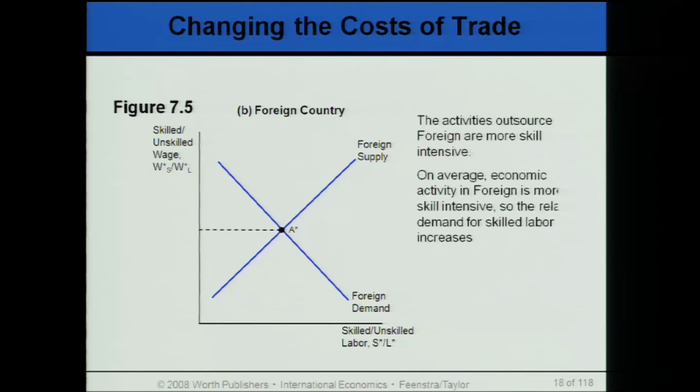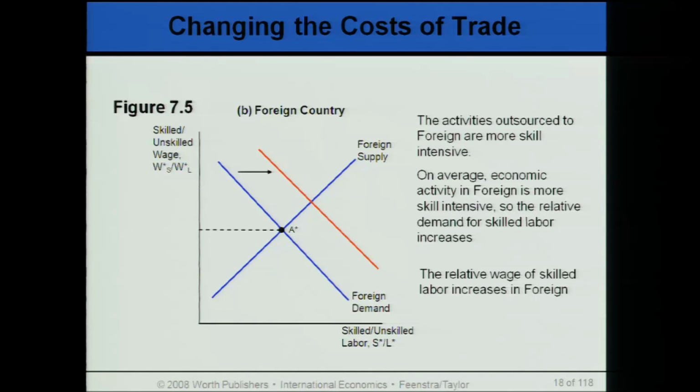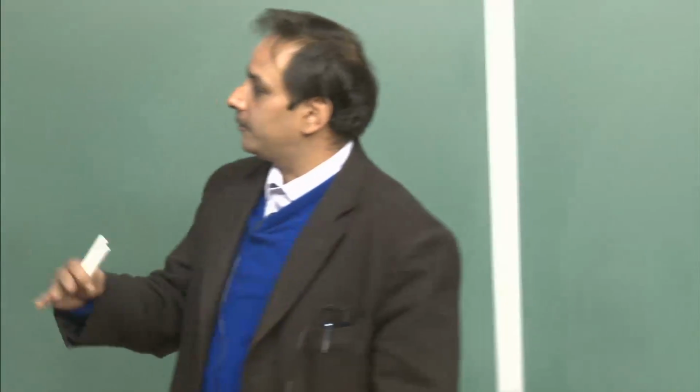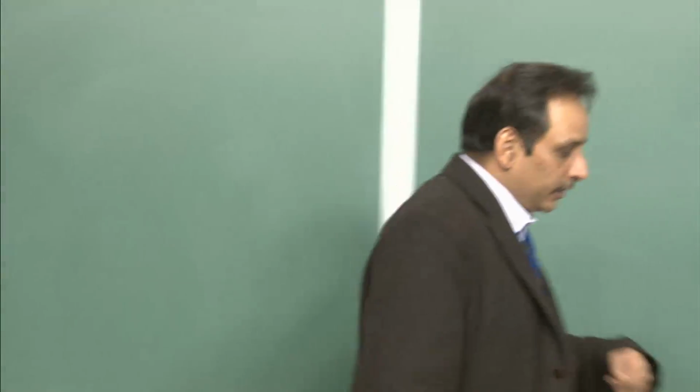In the foreign country, the activities which are outsourced to foreign are more skill intensive. So, on average economic activity in foreign is more skill intensive. So, the relative demand for skilled labor increases. As a result, the relative wage of skilled labor increases in the foreign country as well. So, this is one of the results of outsourcing, that the demand for skilled labor increases, so the relative wage rate of the skilled labor goes up.